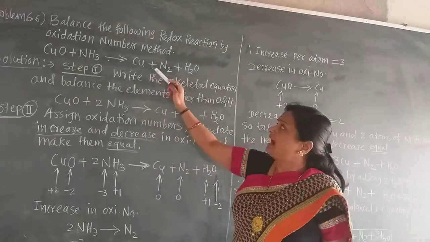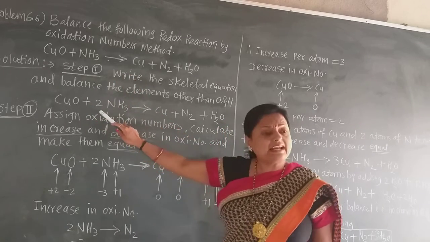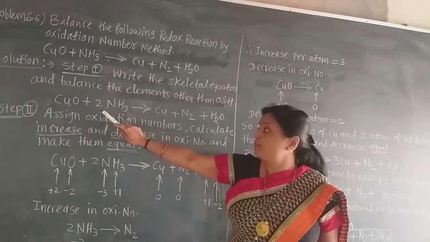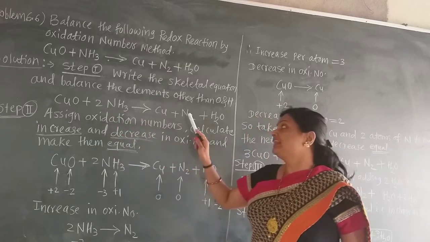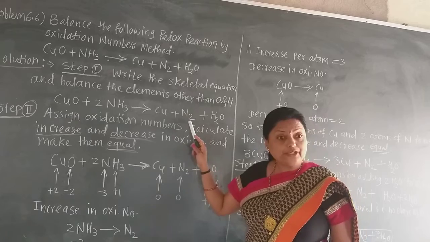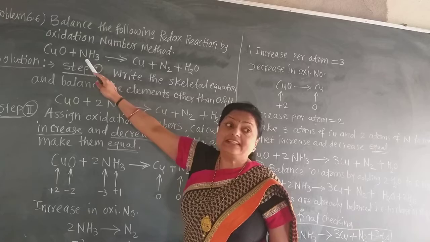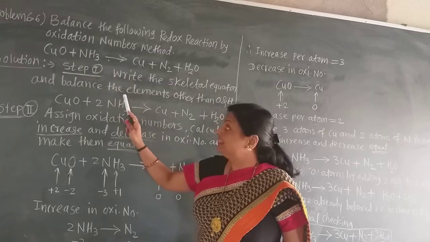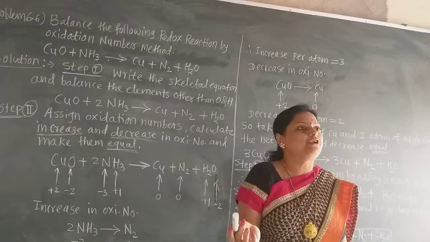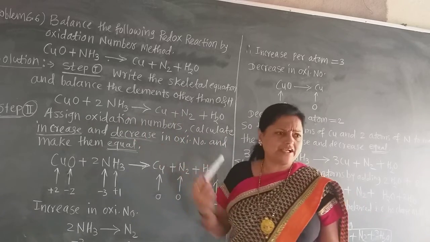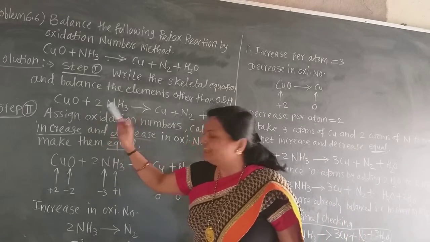And see here, I write this equation again. This is the skeletal equation, but I write the 2 here before the ammonia molecule. Why? Because on the right hand side there are 2 nitrogen atoms, but there is only 1 nitrogen on the left hand side. And this step says, balance the elements other than hydrogen and oxygen. So nitrogen is not hydrogen or oxygen, so I balance the nitrogen by writing 2 here.